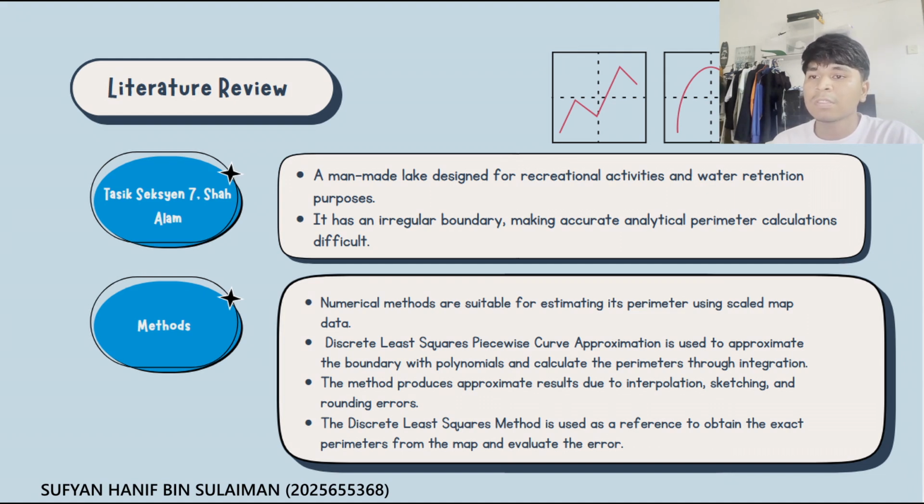Methods such as discrete least squares and piecewise curve approximation are used to approximate the boundary with polynomials and calculate the parameters through integration. The method produces approximate results due to interpolation, sketching, and rounding errors. The discrete least squares method is used as a reference to obtain exact parameters from the map and evaluate the error.